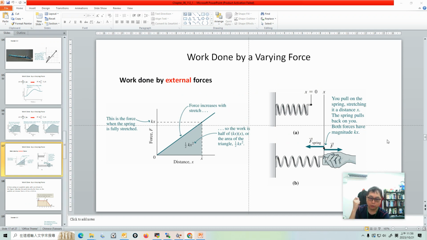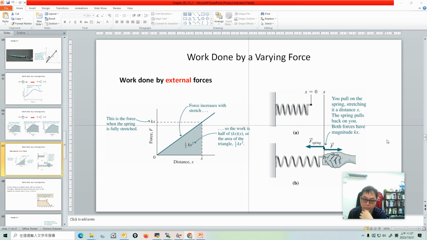When you're pulling the spring further away from the equilibrium position, you will feel stronger resistance, right? But if you're just pulling the spring a very slight distance from the equilibrium position, you feel less resistance. So for the spring, its force is varying. Its force is a function of the displacement vector.